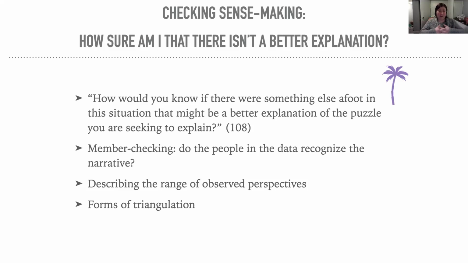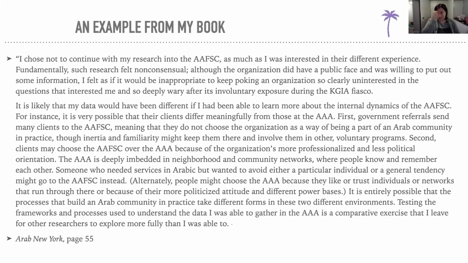One thing is how do you describe this range of observed perspectives. And another is triangulation, which is trying to get at the question from a couple of different angles. You don't just collect data one way, you collect it another way and you compare it. So just to give you an example, here's some text from my book. This is solid acronyms, which kind of makes it incomprehensible if you don't know my case. I've introduced all the acronyms before this point.